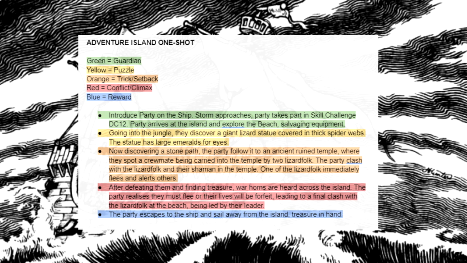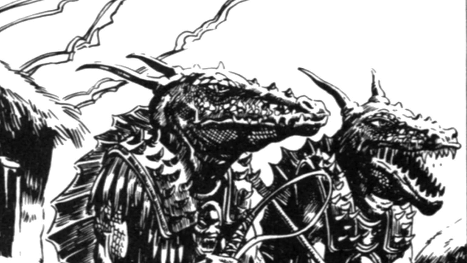Characters could die early, for example. Maybe the party starts to lose at the temple and the lizard folk take a few of them as prisoners. I don't want to over-prepare because I might need to adjust things on the fly.